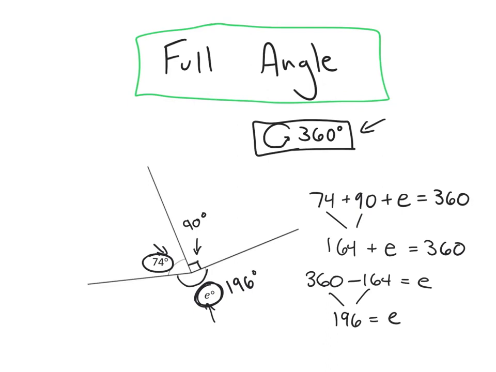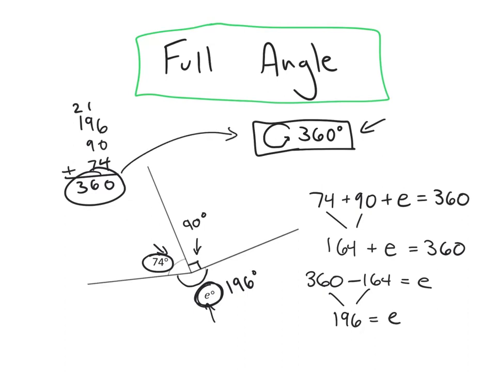I'm going to check to make sure my work is accurate. I'm going to add 196 to 90 and 74, and I get 360, which is the same as a full angle measure, 360 degrees. So 196 is the correct answer. No matter what type of angle you're looking at, a right angle, a straight angle, or a full angle, it helps to set up an equation, simplify it down, and then use your knowledge of fact families to figure out what that mystery measure is.